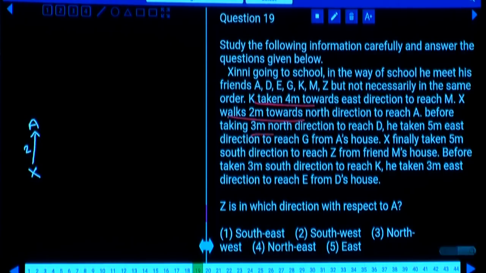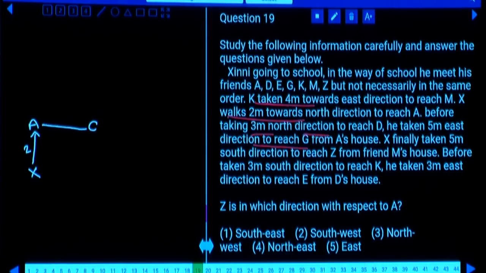X walks 2 meters north to reach A, before taking 3 meters north to reach D. And from D, he takes 5 meters east to reach G from A's house.